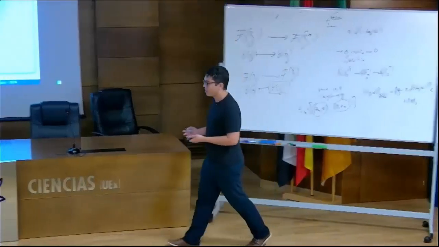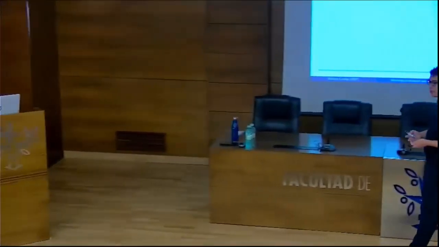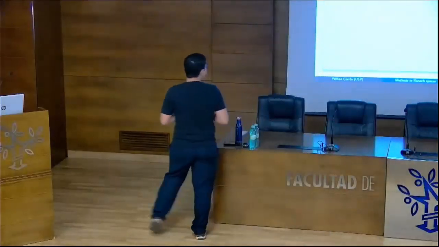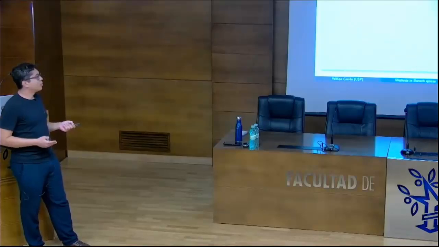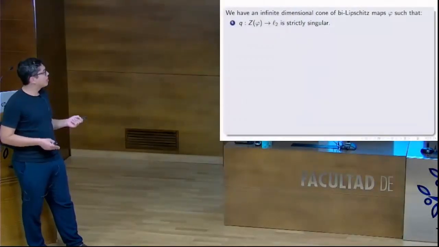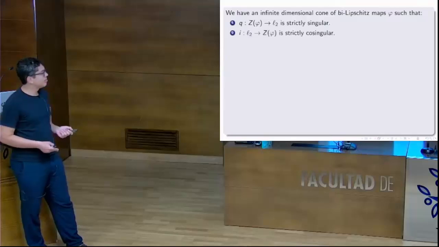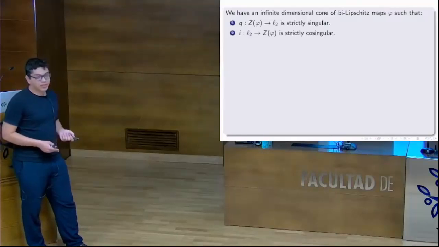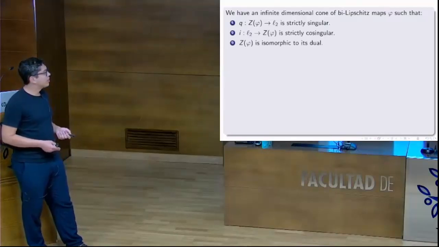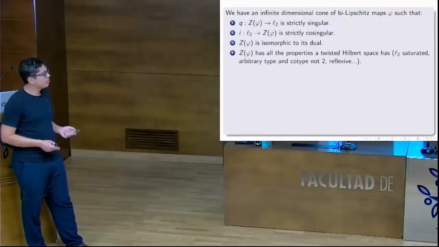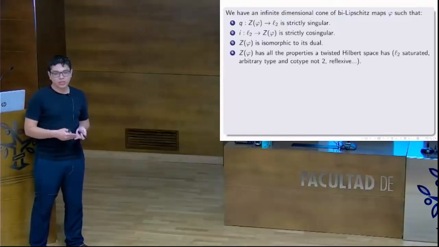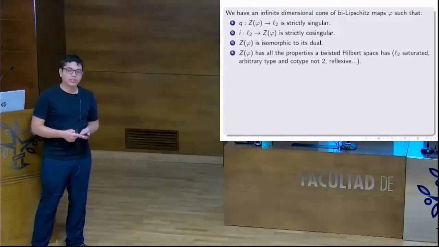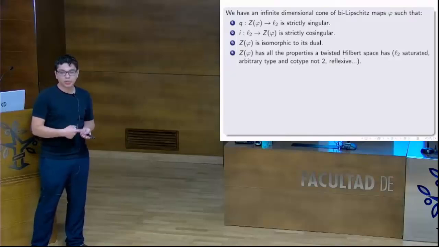So, okay, we got a lot of examples. We have an infinite dimensional cone of bi-Lipschitz maps such that when you look at the induced twisted Hilbert space, the quotient is strictly singular, the inclusion is strictly co-singular, each one is isomorphic to its dual. Z of I has all the properties a twisted Hilbert space has, so it's reflexive, it's L2 saturated, it has arbitrary type and cotype not 2, so it's really close to being L2.